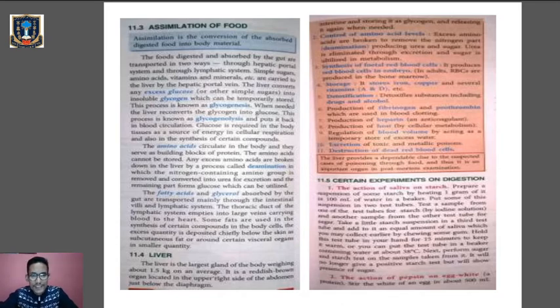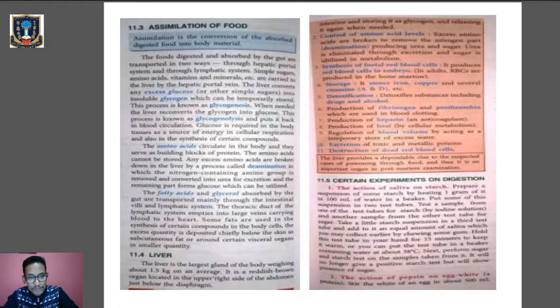The food digested and absorbed by the gut is transported in two ways. One is through the hepatic portal system, and the other is through the lymphatic system. Simple sugars, amino acids, vitamins and minerals are carried to the liver by the hepatic portal vein. Hepatic means liver. The liver converts the excess glucose into glycogen by the process called glycogenesis. What is glycogenesis? The conversion of excess glucose to glycogen is called glycogenesis.